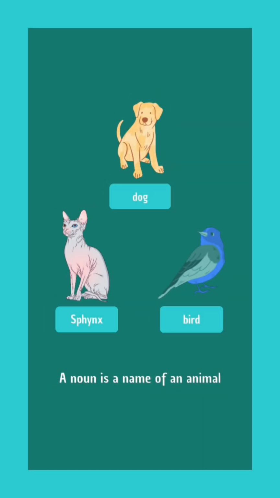A noun can also be the name of an animal. For example, dog, sphynx, bird. Dog and bird are common nouns because they are general names of animals. Sphynx is a proper noun because it is a specific name of a type of cat. So any name of an animal is called a noun.